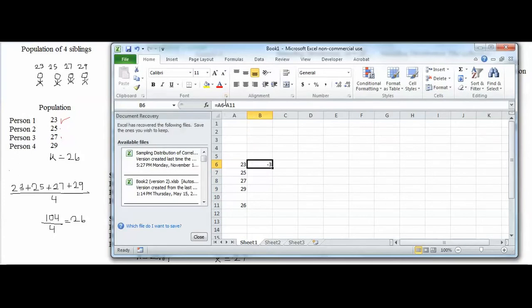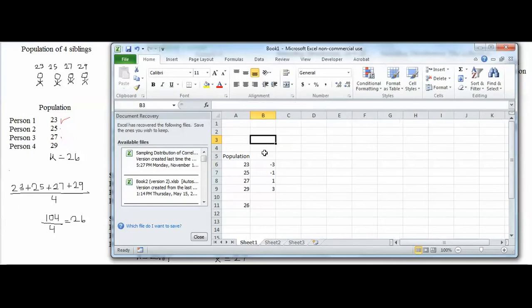Oh wait, in order to make this work, you have to go here and then type in a $ sign before the A, and then a $ sign before the 11, and then press enter. You have to do that for it to keep subtracting by 26 each time. So now drag it down. Now it subtracts each number by 26. So this was our population. These were the deviations.